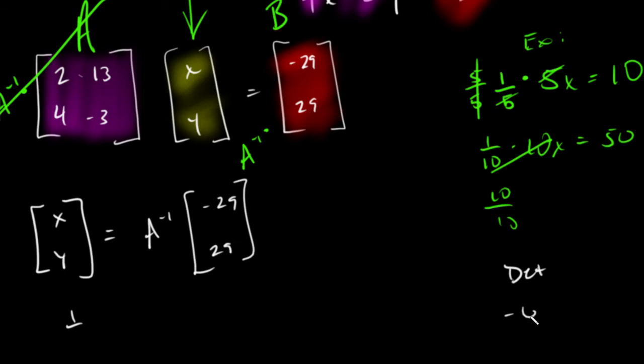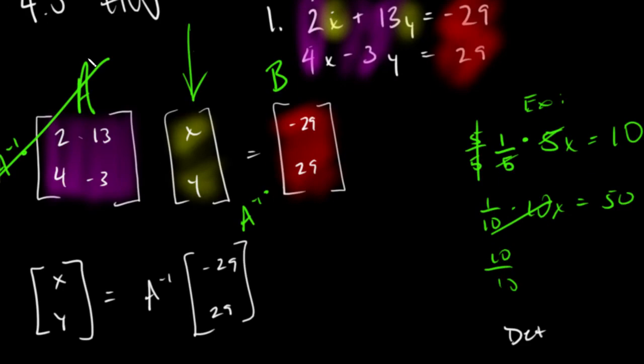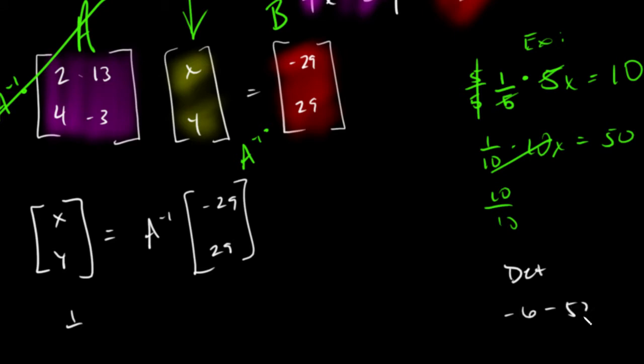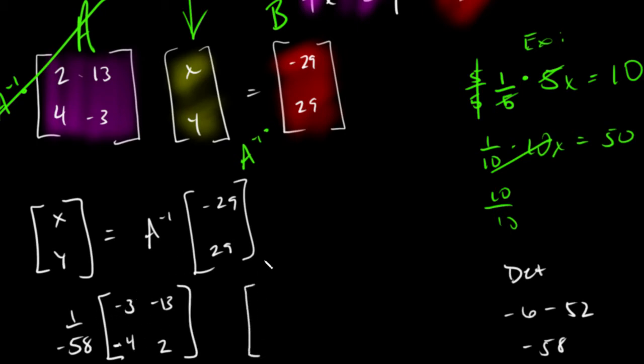So this is negative 6 minus the alternate diagonal's product, which is going to be 13 times 4, which is, was it 52? You get negative 58, not 78, 58. Okay, negative 58. You're going to multiply that by this jumbled up matrix where the 2 and the negative 3 switch spots, and then the 13 and the 4 switch sign. So this is essentially A inverse. And then that product will be multiplied by negative 29, 29.